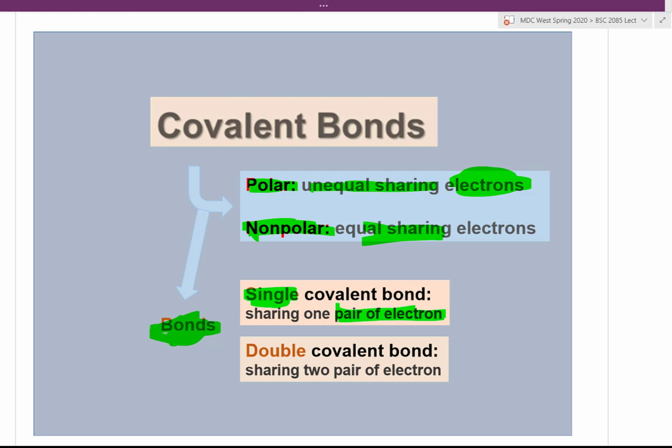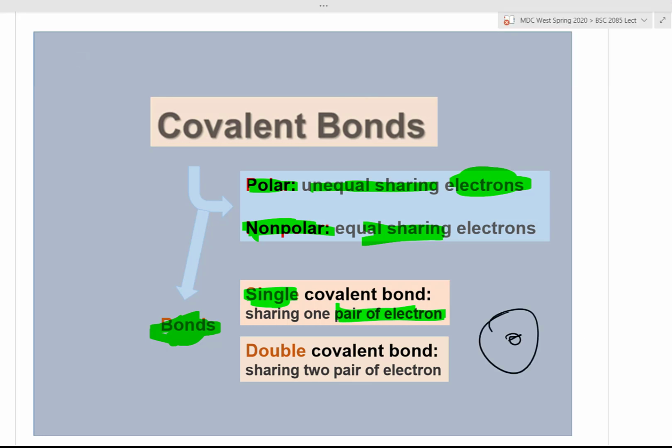What does that mean? That means that on the outermost shell, I'm just going to do something really simple. There's an electron here and there's another electron here. All you're doing is pairing them up, right? So that's a single bond, a single pair. On a double covalent bond, what are you doing? Well, there are two electrons on the outer shell, and you're pairing them. So you're going to see me drawing something like this or something like that.